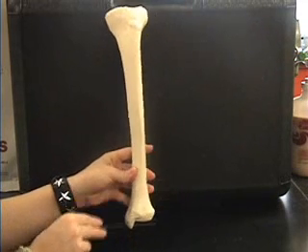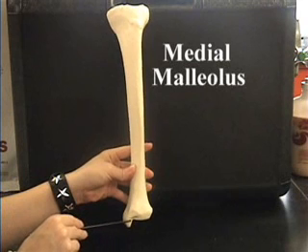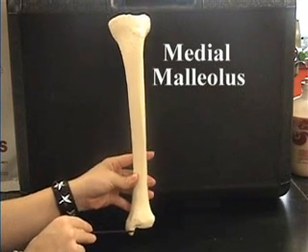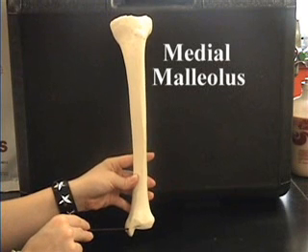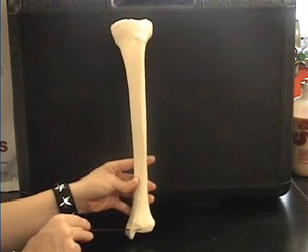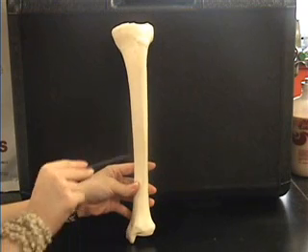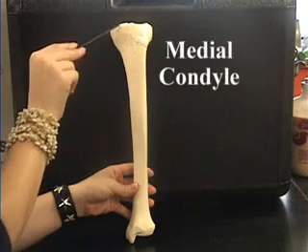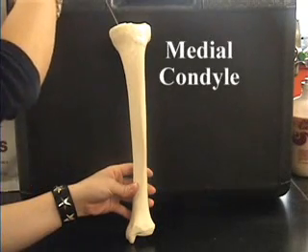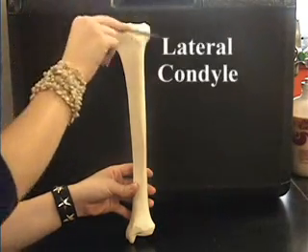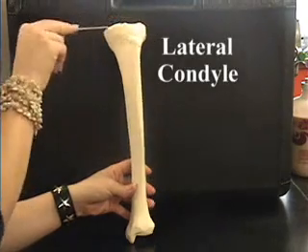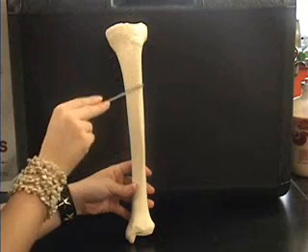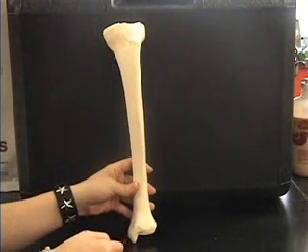And on the bottom, what you see, you have your medial malleolus. Medial malleolus. So if you know that this is the medial malleolus, which is only found on your tibia, follow your medial malleolus up. If that's your medial malleolus, this is your medial condyle. If this is your medial condyle, then this is your lateral condyle. Medial condyle, lateral condyle, tibial tuberosity, anterior crest, and medial malleolus.